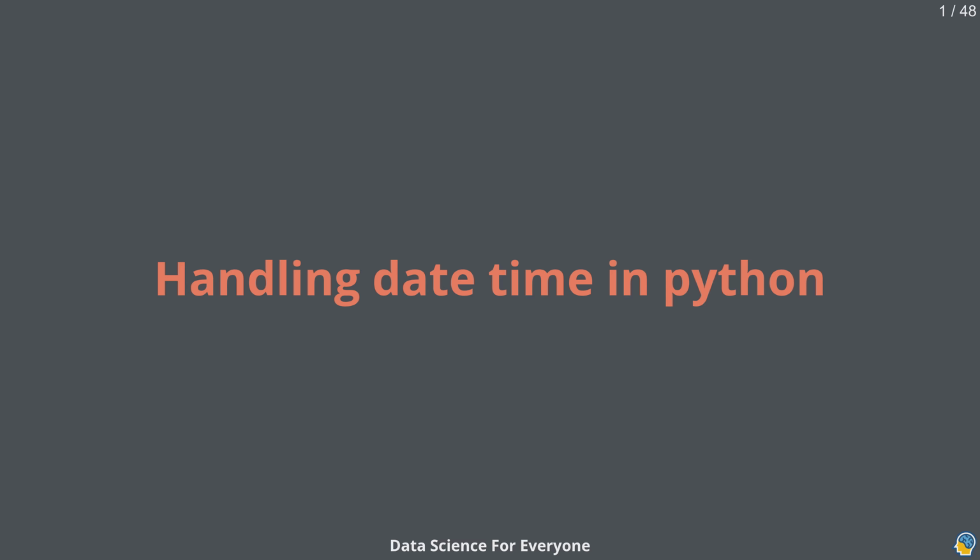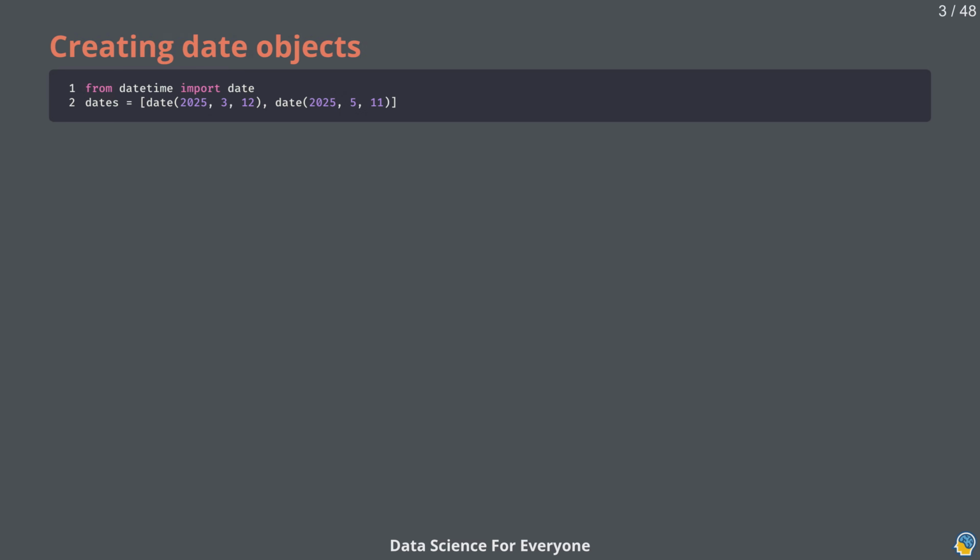Let's get started. Python includes a special class for working with dates called date. It's similar to other data types like strings, numbers, or arrays. To start working with dates, we first need to import the date class. All date and time related classes live inside Python's DateTime module.